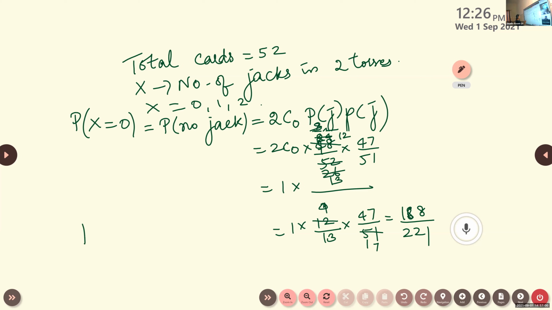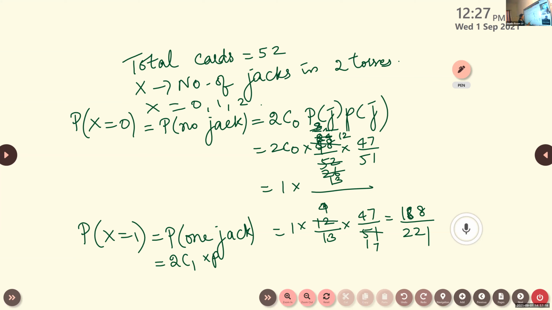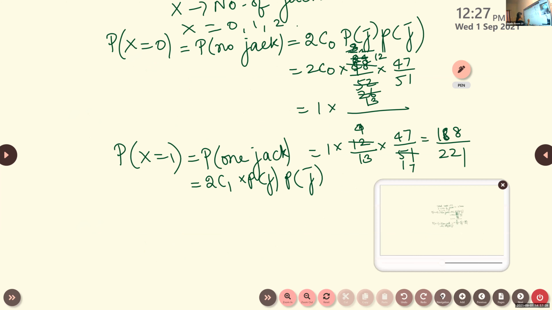Now take the next case. P of X is equal to 1. Probability of 1 jack. Only one time we get jack. So it is same as 2C1. Among two trials, we get one time jack. 2C1 into... one will be jack, the other one will be non-jack. P of J and P of J bar. So what is the probability of getting a jack?